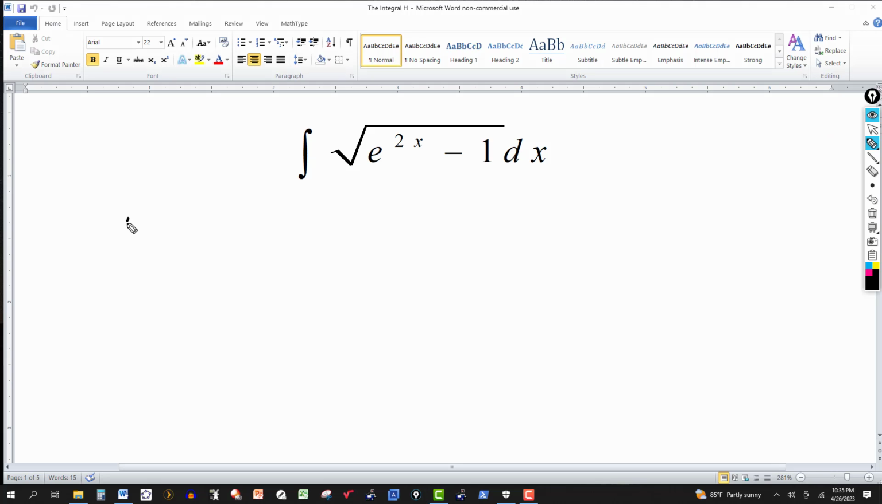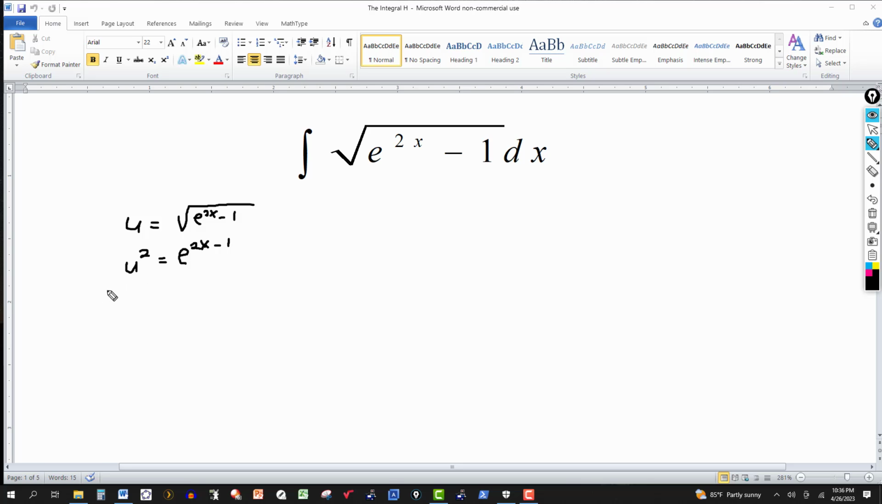So this is one where you could let u equal the square root of e to the 2x minus 1. And then you can compute du from here. I found that it's a little bit easier in the calculations if you square this first. Squaring both sides, I get u squared, and on the right side e to the 2x minus 1.